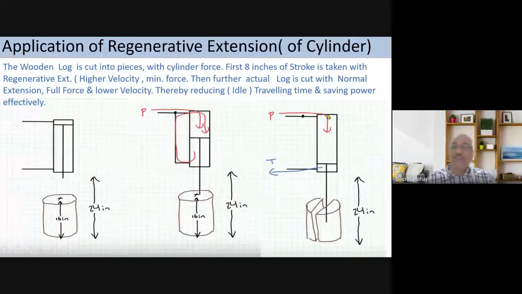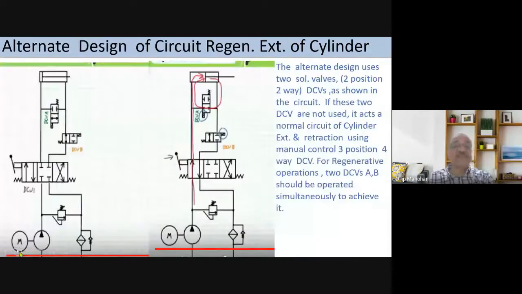Then what will happen? You are effectively using higher force at the cutting, and during this side the pressure force is comparatively less, and on this side you are using the completely full flow and the rod end is connected to the tank directly, so the force of cutting is high. So the application of the regenerative method here is to reduce the time of cutting. So faster travel, again shift back to the normal method of cutting the wood into pieces. This way we are shortening the time.